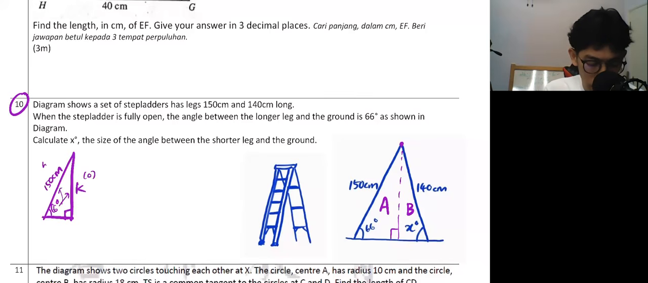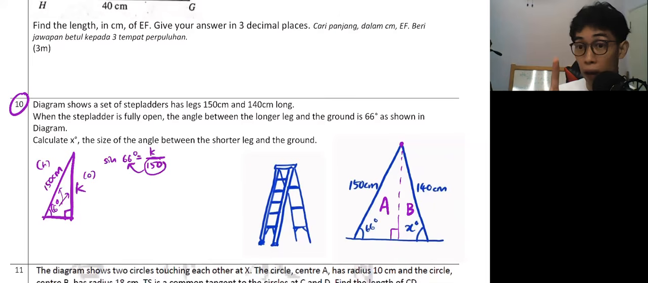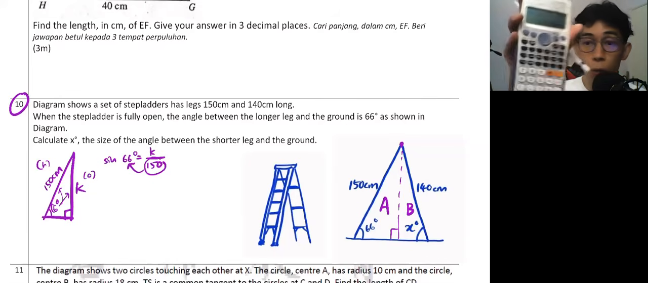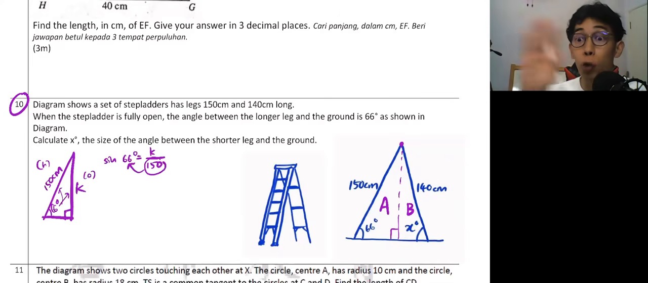So for your first working, what you have to do? Opposite, hypotenuse. So O and H, what will you go for? Sine. So sine 66 degrees equals opposite K over hypotenuse 150. Everyone, be careful with your linear equation workings. Divide, move it to the other side, multiply, and make sure you press sine 66 first. Sine 66, get the answer, which is 0.91355454, and so on, a lot of digits, and don't write it all out.